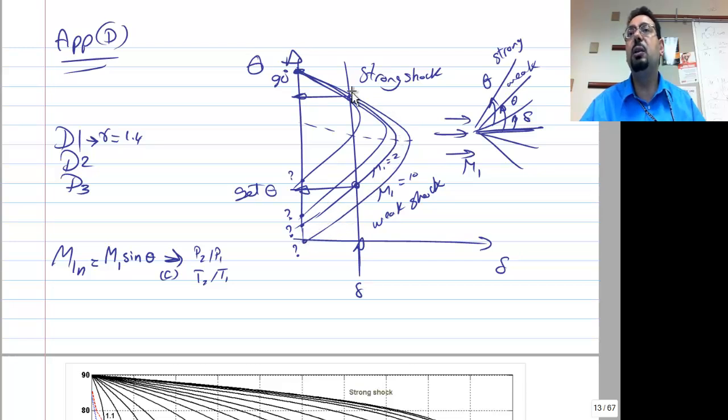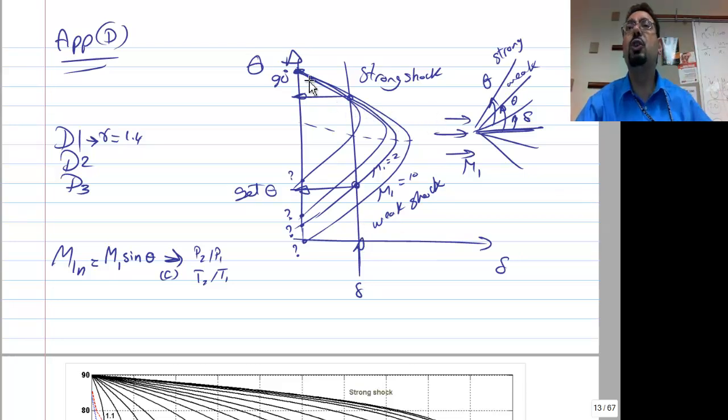Unfortunately, the M1 curve is like this, so you will hit M1 twice. You can hit it here and that produces one theta. You will hit it here and you produce another theta. So the upper curves are separated by that dashed line between. So this is the strong shock and this is a weak shock. So there are two solutions that are possible for the same delta. So if Mach 1 equals 2 and delta, say, equals 5 degrees, you can make this shock or that shock.